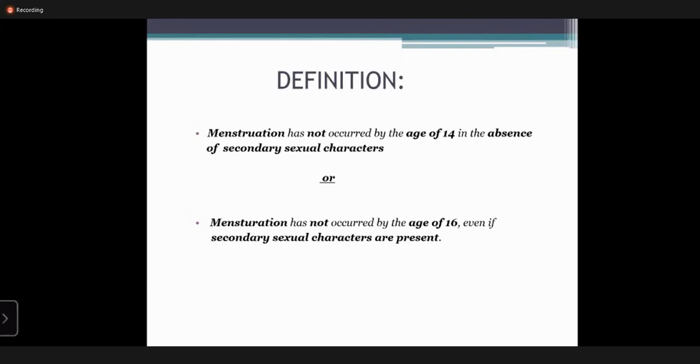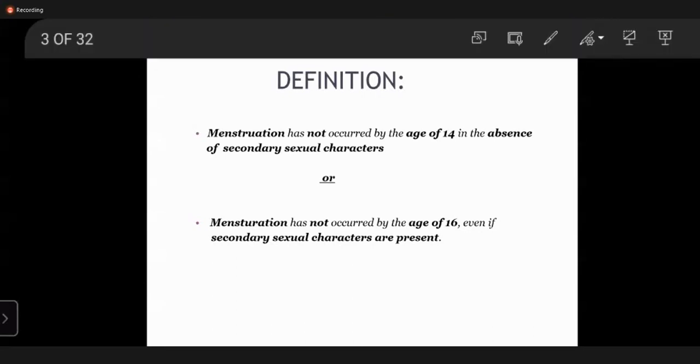So you can define primary amenorrhea on two bases. That is, there's absence of onset of menstruation by the age of 14 if the secondary sexual characteristics are not formed. And the second definition is when menstruation has not occurred by the age of 16, even if the secondary sexual characteristics are formed.